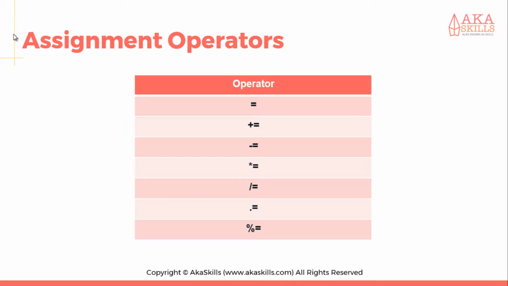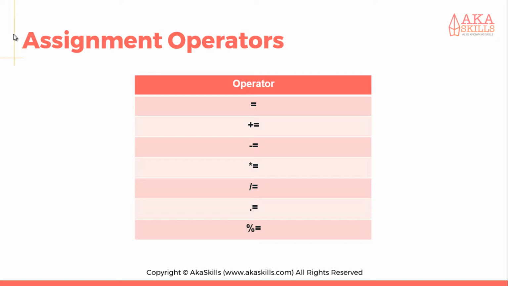Now, these are the examples of the operators that we use in PHP. The first one is the equal to, the second one is addition and equal to, the third one is subtract and equal to, the fourth one multiply and equal to, the fifth one is divide and equal to, the sixth one is concatenate and equal to, and the last one is modulus and equal to.